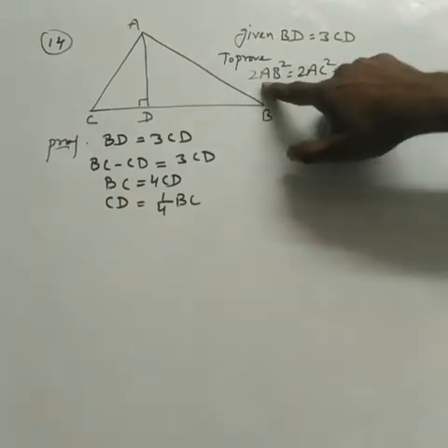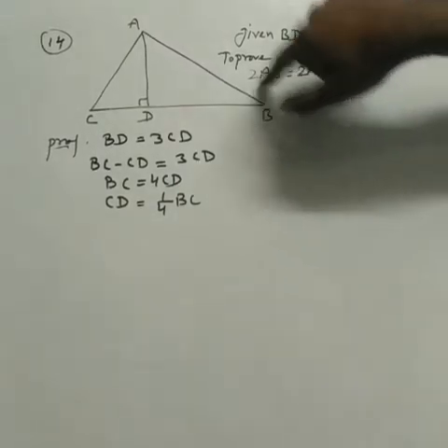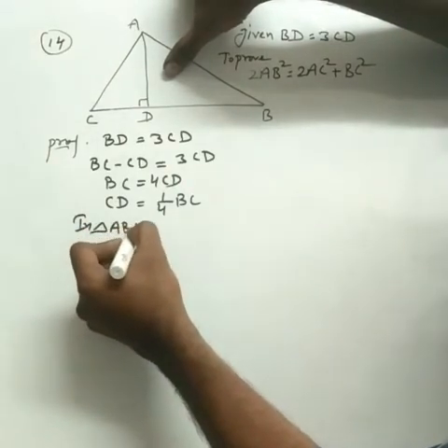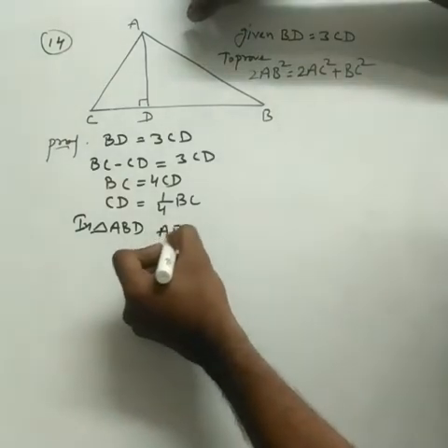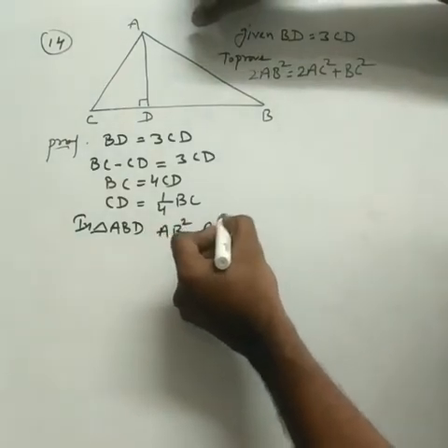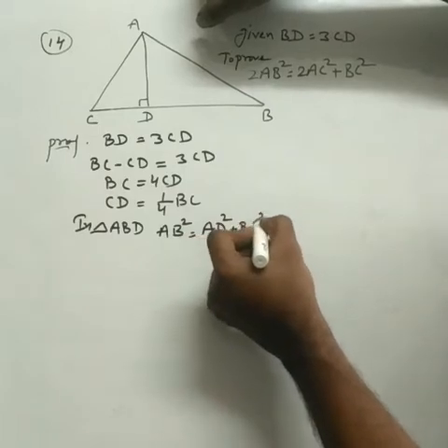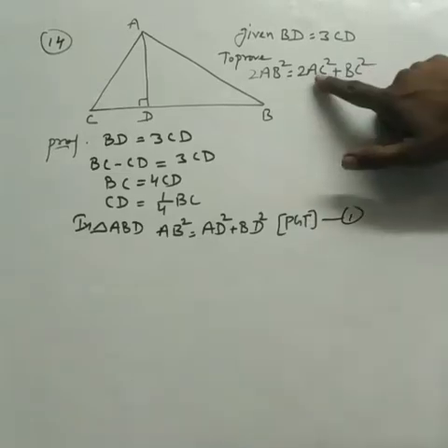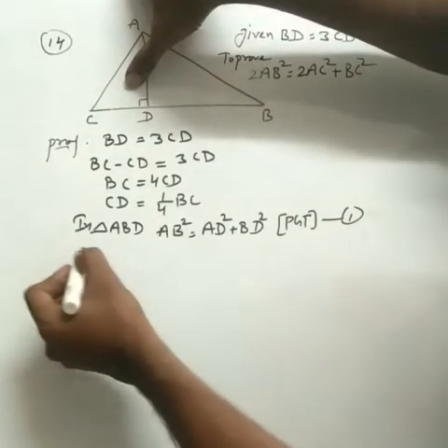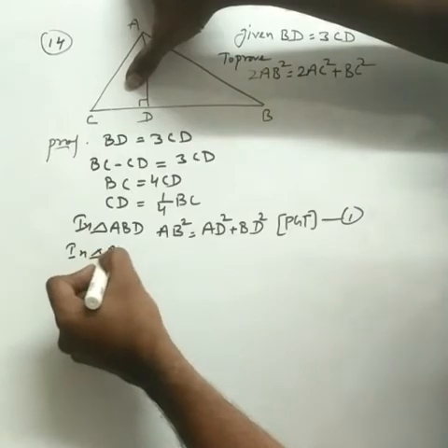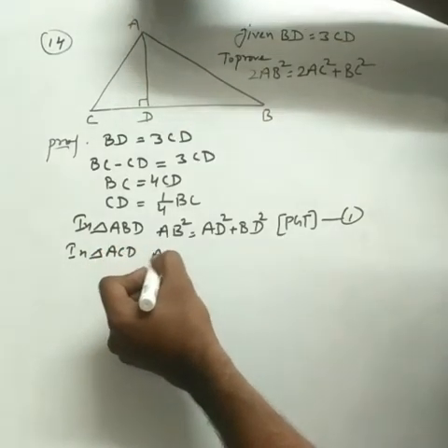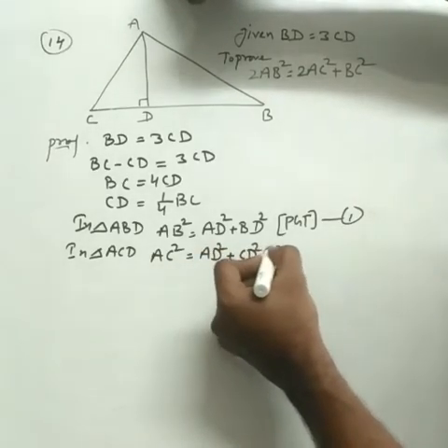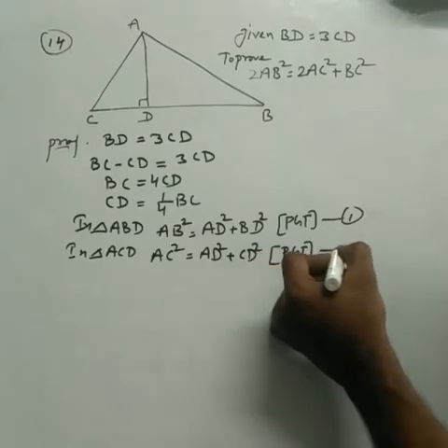Now here we need AB square. AB square means we have to take the triangle ABD. In triangle ABD, AB square equals AD square plus BD square. This is by PGT number 1. Then we need this AC, so take this triangle ACD. In triangle ACD, AC square equals AD square plus CD square. This is also by PGT number 2.